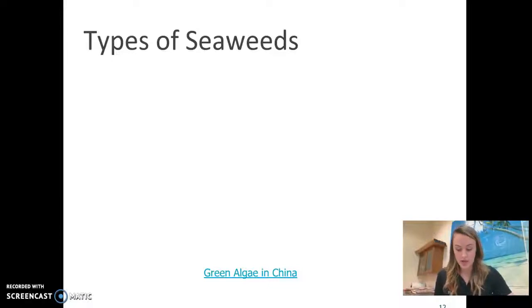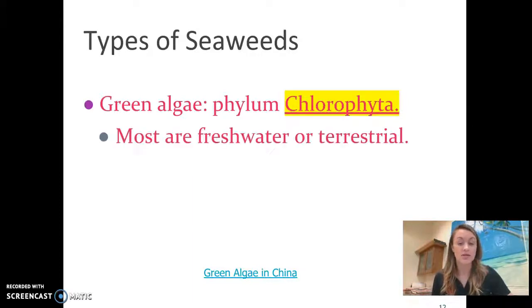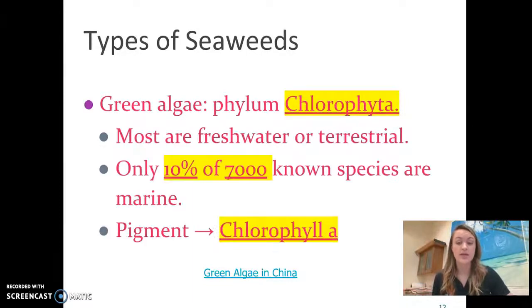All right, so kind of going over some of the different types of multicellular algae. There are three main types of macroalgae: green algae, brown algae, and red algae. So the very first is the green algae, and we find these in the phylum Chlorophyta. If we break this word down, it sounds like the word chlorophyll, and that's because it has the pigment chlorophyll A in it.